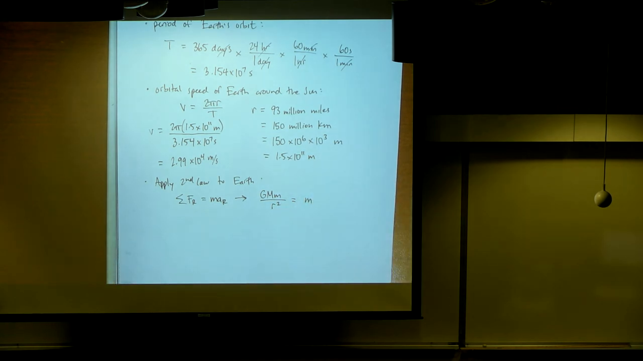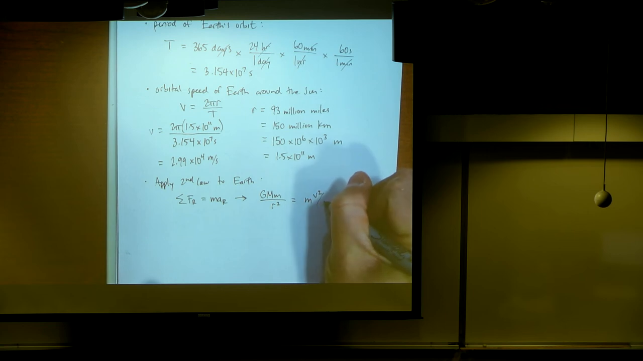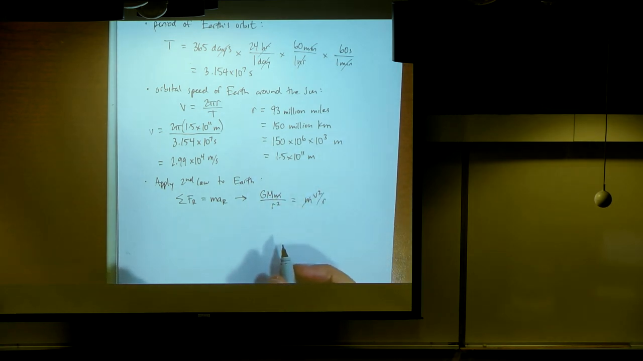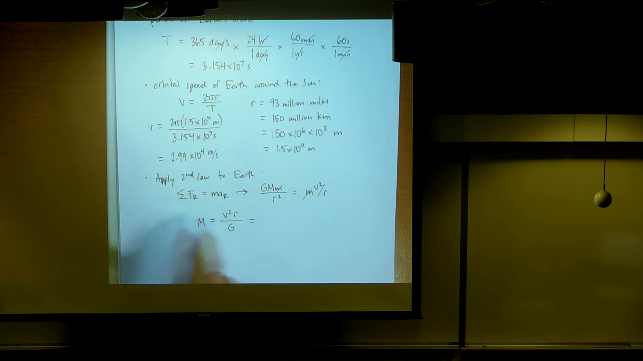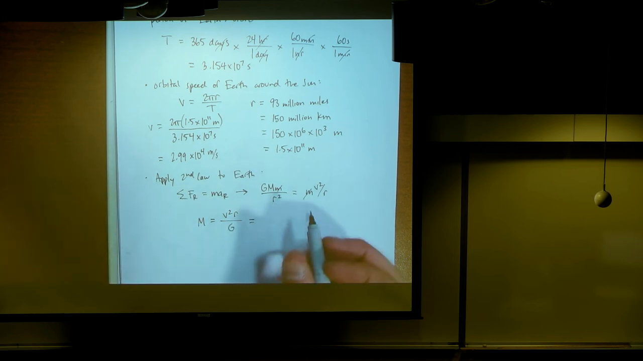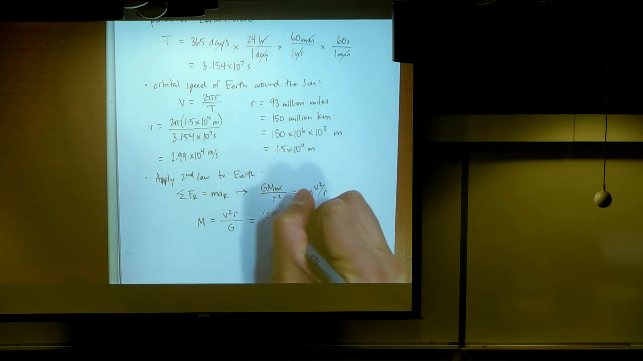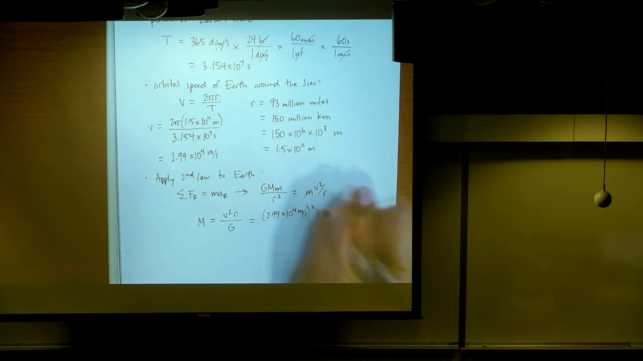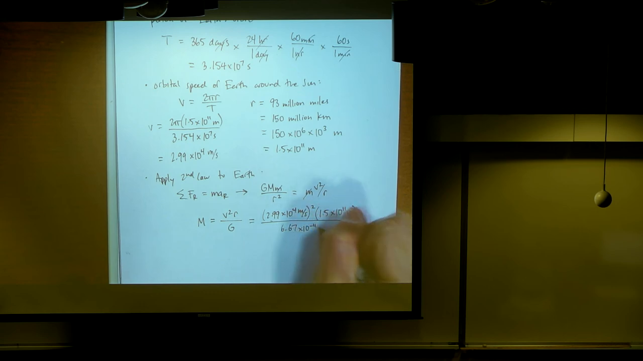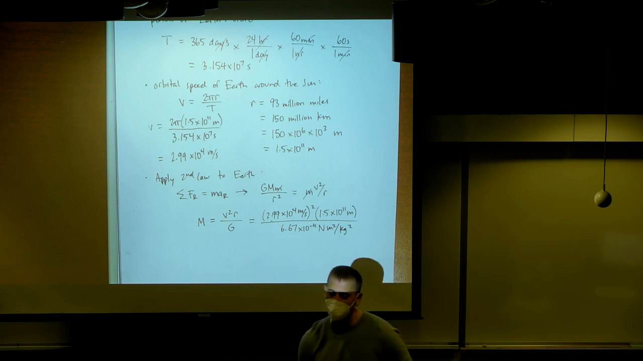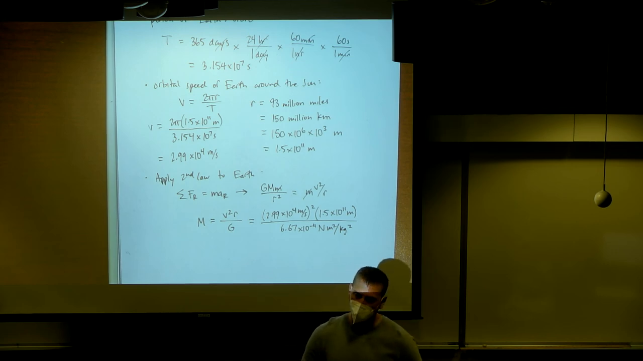So on the other side of the equation, we have little m, which is now the mass of the Earth, times v squared divided by r. So we'll cancel out the little m, and we'll solve for the big M. And this is just like before. Remember, we got v squared times r divided by G. So if you solve for big M, this is what you get. And now we're ready to plug in the numbers. So here we have v squared, where v is 2.99 times 10 to the 4 meters per second. Square that whole thing. R is 1.5 times 10 to the 11 meters. And then G is 6.67 times 10 to the minus 11 newton meters squared per kilogram squared. Again, just convert everything to SI units before plugging the numbers in. It's going to save you a lot of trouble. That's what we did here.